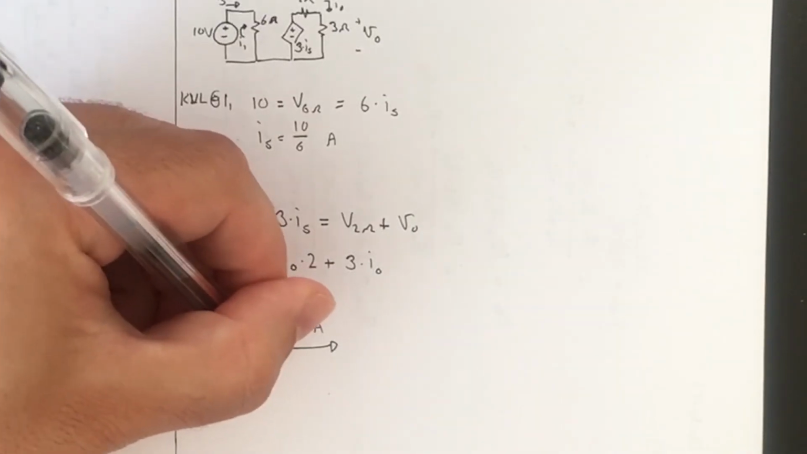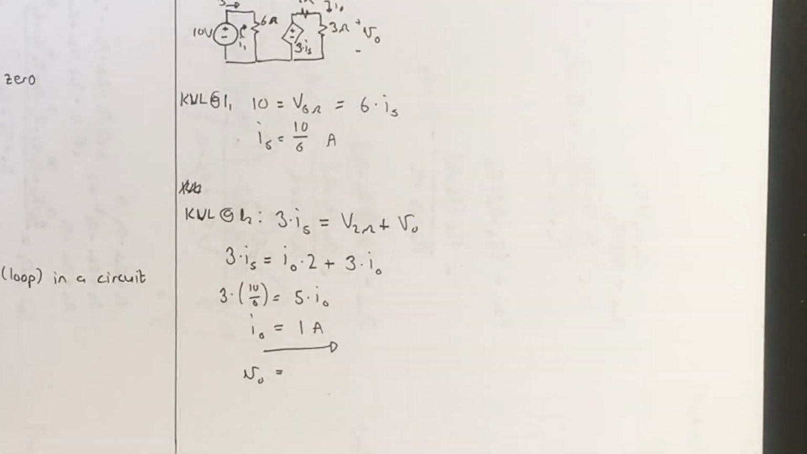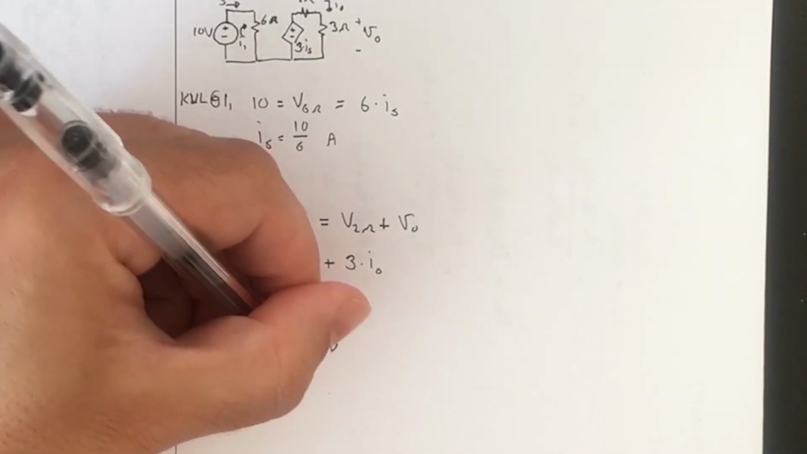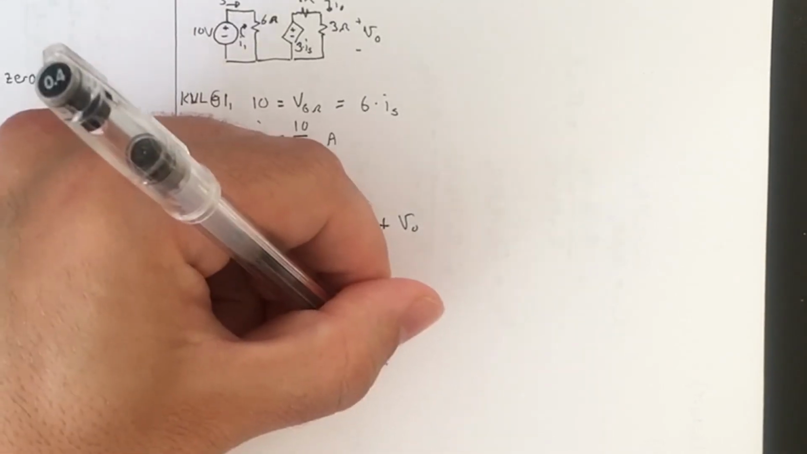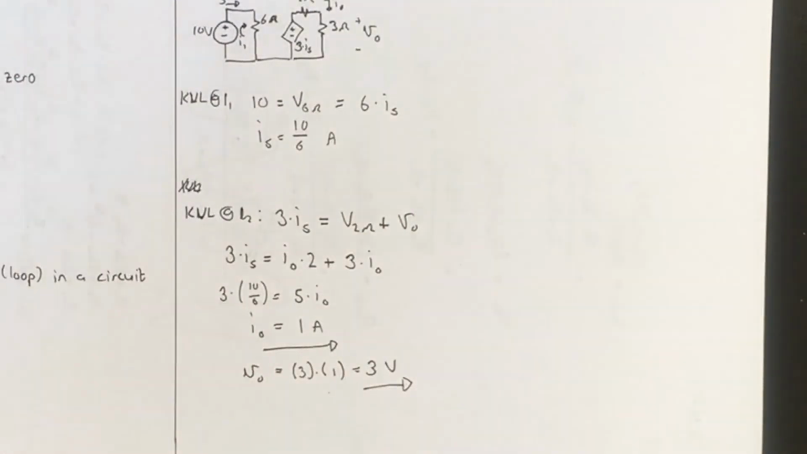Then we can calculate V out simply as R times I, so it's 3 ohms times I out, which is 1, so we simply get 3 volts. And it's as simple as that.